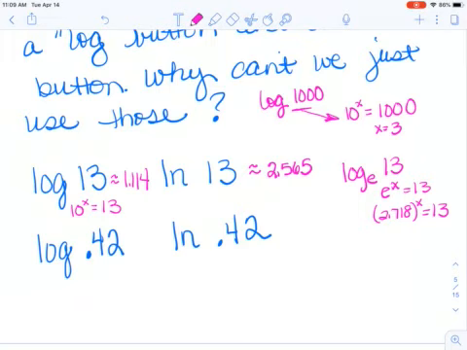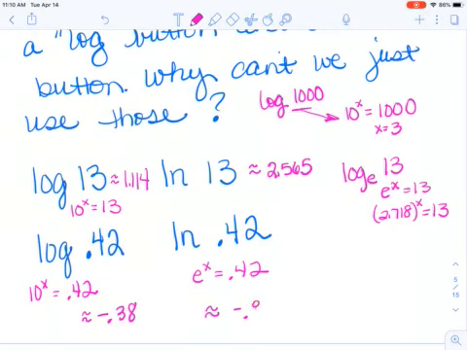Okay, same kind of thing for these. Log of 0.42 means 10 to some number gives me 0.42. This is going to be a negative, and it's about negative 0.38. Natural log of 0.42, again, e to the x equals 0.42. I can't really do that in my head, so I'm just going to plug in natural log of 0.42, and I find out that that one is about negative 0.87. Okay, that's when you want to use your calculator.